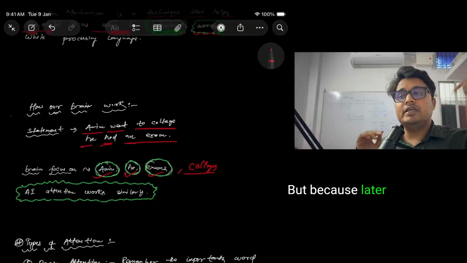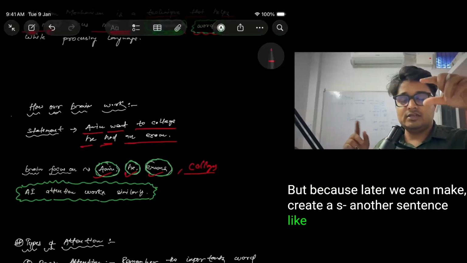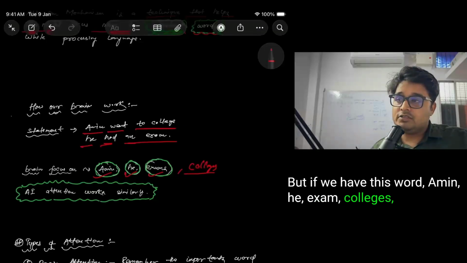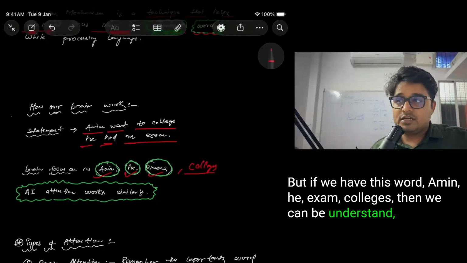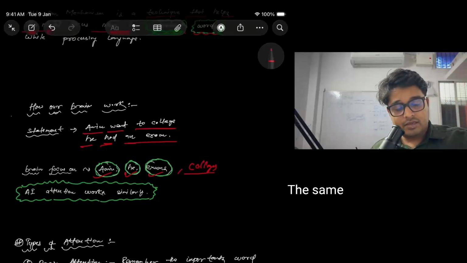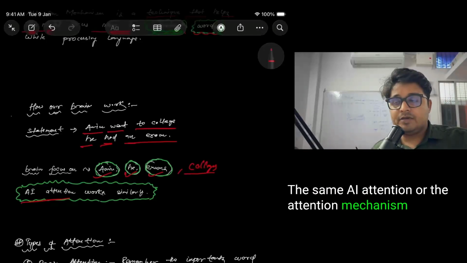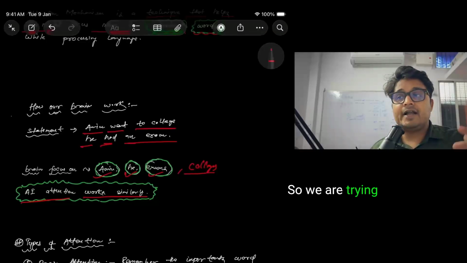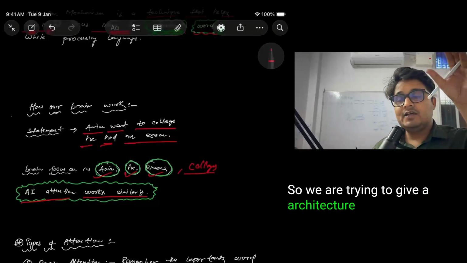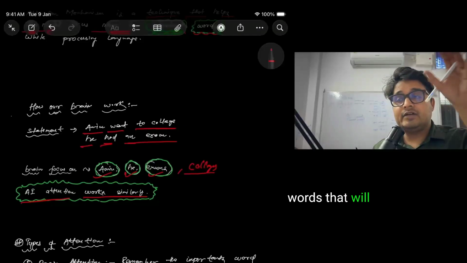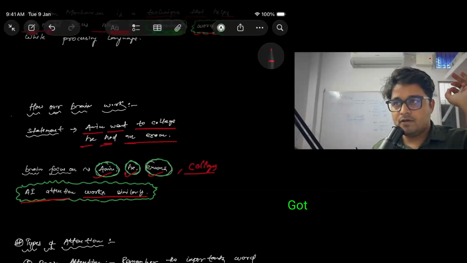But because later we can create another sentence like that. But if we have these words, I mean he, exam, colleges, then we can understand, okay, these are some important words. The same way, the AI attention mechanism, or the transformer, works similarly. So we are trying to give an architecture that can give importance to particular words that will help to understand the context. Got it?